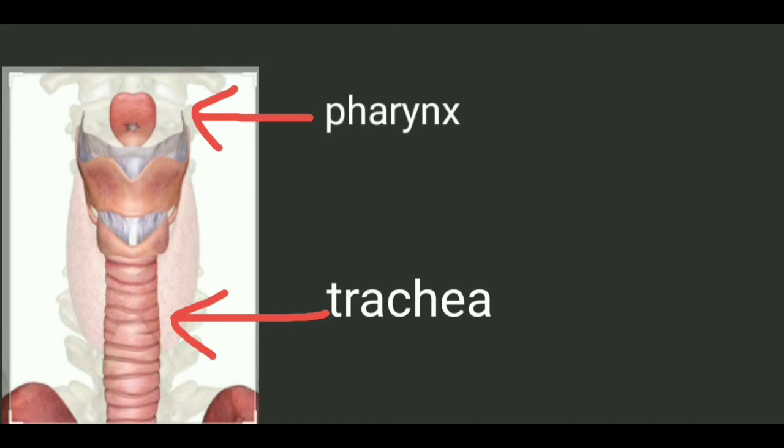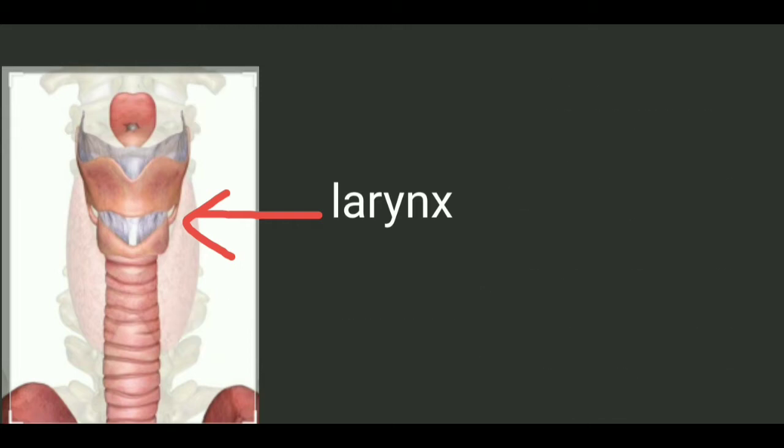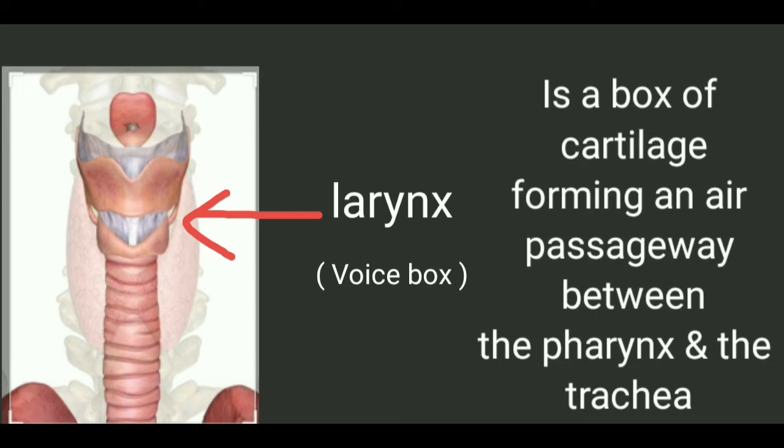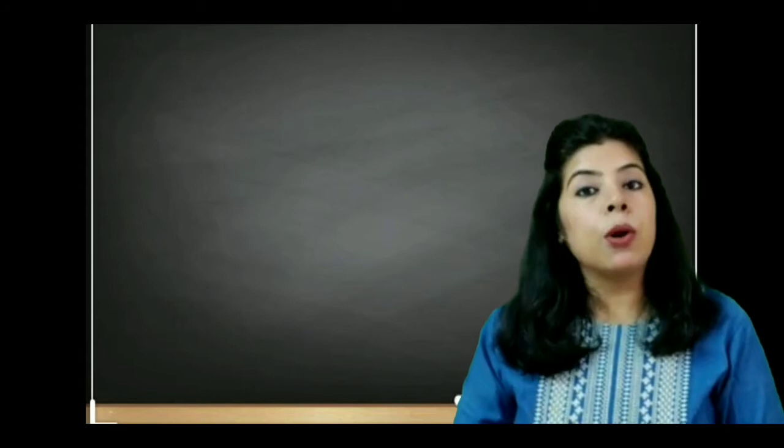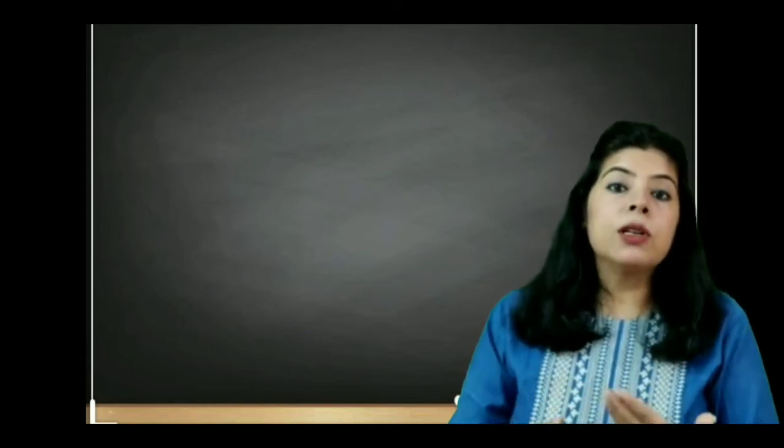Now the pharynx continues into another tubule which is the trachea. But between the pharynx and the trachea there is a narrow passage of air, and this is the larynx. This is a very important part. The larynx is a narrow passageway of air between the pharynx and the trachea. This larynx is also called the voice box. It is a box of cartilage, and there are some ligaments and tissues between the walls of the larynx, and because of the vibration of these tissues the sound is produced. That is why the larynx is also called the voice box, and because of it the speech comes out.